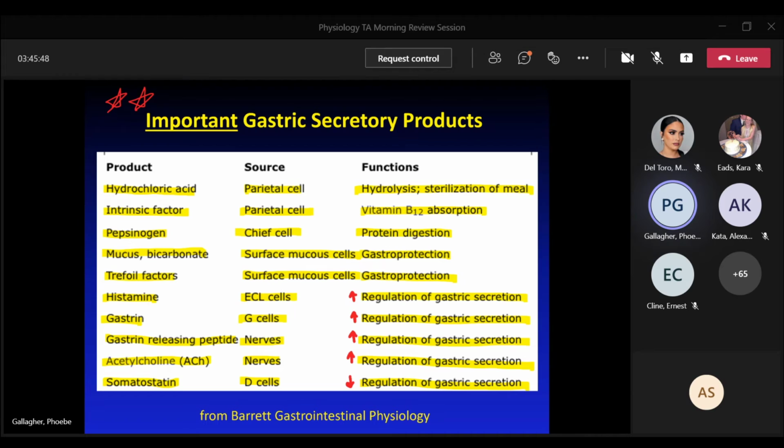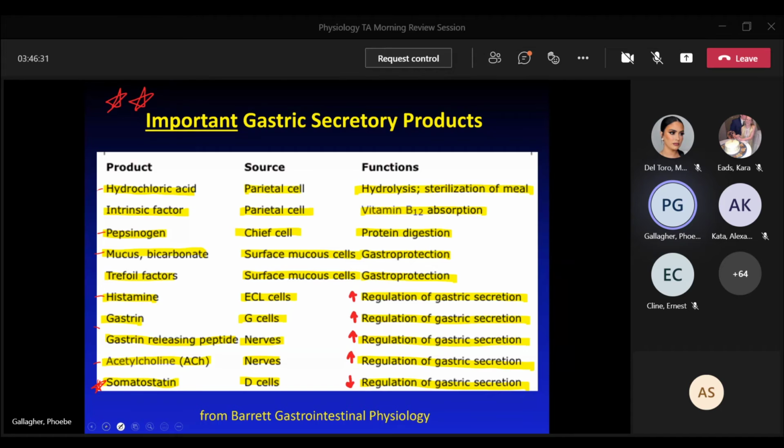So once you learn all of these, this is a good summary slide for all of them. The ones he does talk about or introduce in this lecture are hydrochloric acid, obviously pepsinogen, mucus bicarbonate, histamine, gastrin, and just acetylcholine and somatostatin for those two. So histamine, gastrin releasing peptide, acetylcholine are all going to increase gastric secretion, whereas somatostatin is going to downregulate gastric secretion. So this is like the different one. And you should know the cells that these come out of and their function. So as you're going through this, make sure you use this as a summary slide to help you reinforce everything.